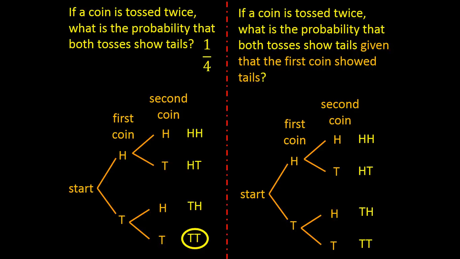Well, in essence, what we're saying is if the first coin was a tail, it's as if this top part of the tree never happened. And all we really have is the bottom part of the tree. So we don't really have 4 equally likely outcomes. We only have 2 equally likely outcomes. And we want to know the probability that both tosses showed tails, which means we only have 1 out of 2 equally likely outcomes now. So the conditional probability is 1/2.